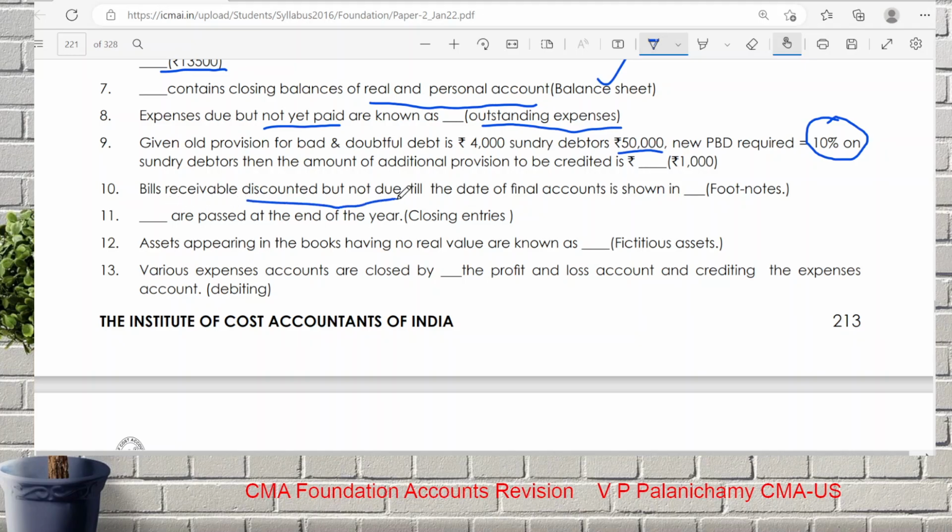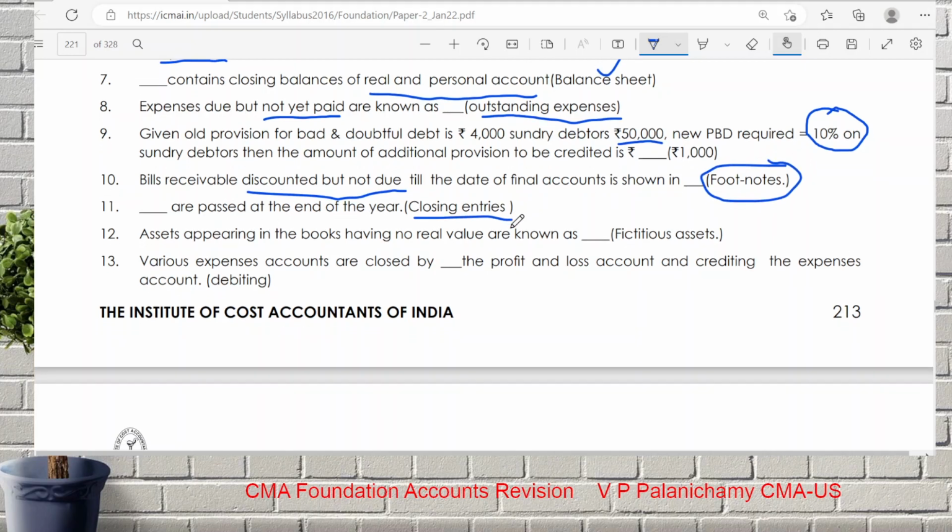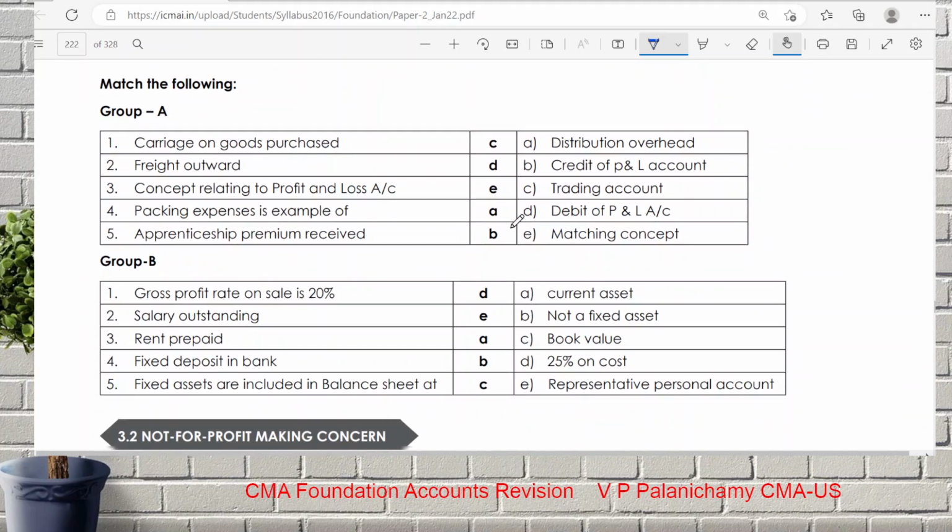Bills discounted but not due will be shown as which one? Footnote. Dash entries are passed at the end of the year. Closing entries. Go through the other statements as well.